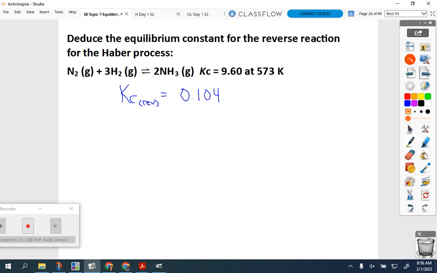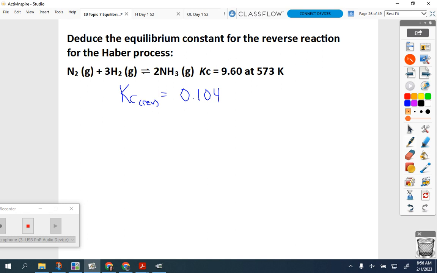Okay, so it's just 1 over 9.6. You should have gotten 0.104. Again, it makes sense because we have a Kc greater than 1 in the initial case, not a ton greater than 1, just in the ones place, and therefore the reciprocal is going to be just a little bit less than 1. So that's something to check in your head as you're doing these things to make sure that it makes sense.